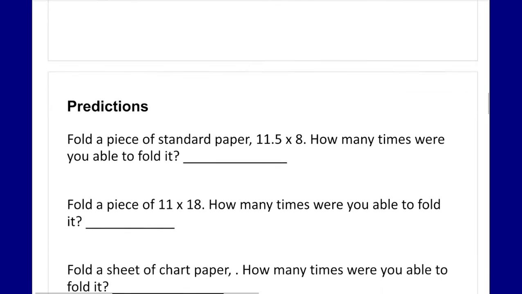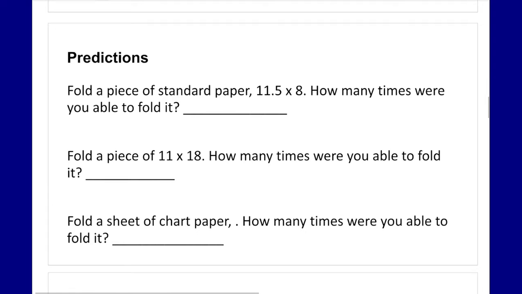Would that change given the size of paper? Right, so try to do it with a regular standard piece of paper, a legal size piece of paper, and maybe if you have any, chart paper or a larger sheet of paper, maybe some wrapping paper. See how many times you can fold it in half.